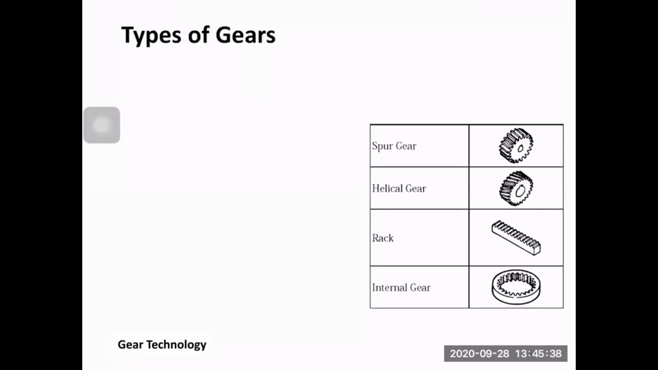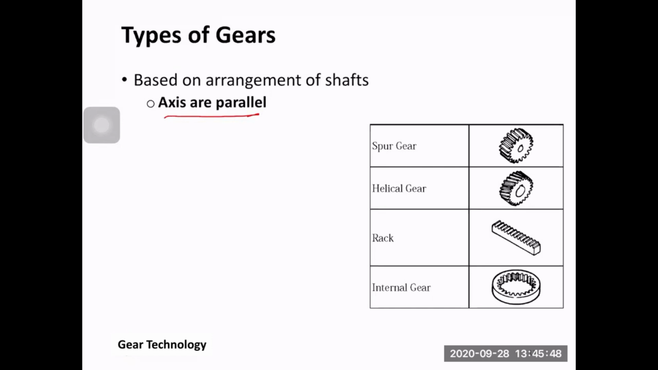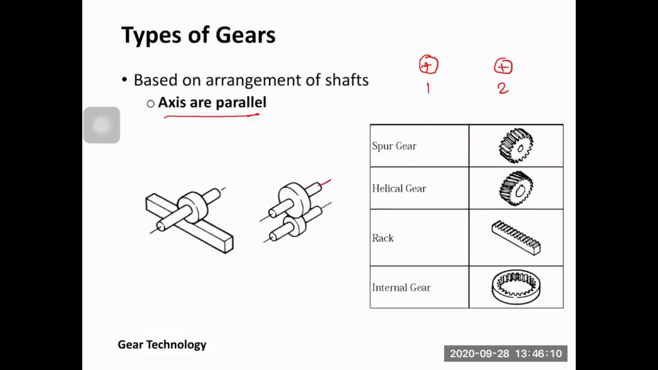So first, the types of gears. We are going to classify gears based on arrangements of shafts. Arrangements of shafts means that we have the axes of the two shafts parallel, for example. You have the first shaft here and the second shaft here, and the center lines of shaft number 1 and shaft number 2 are perpendicular to the screen, okay? The center line of the first shaft here and the center line of the second shaft here are parallel to one another.